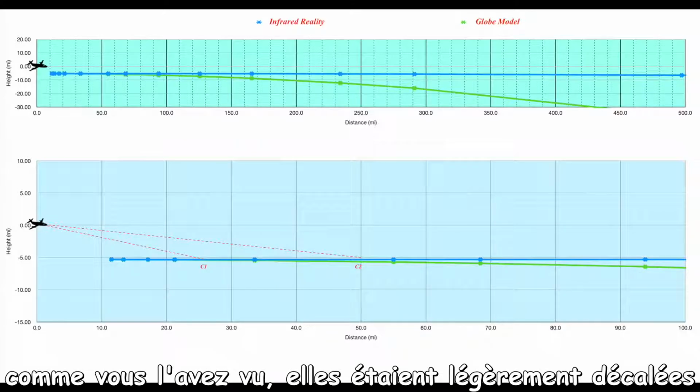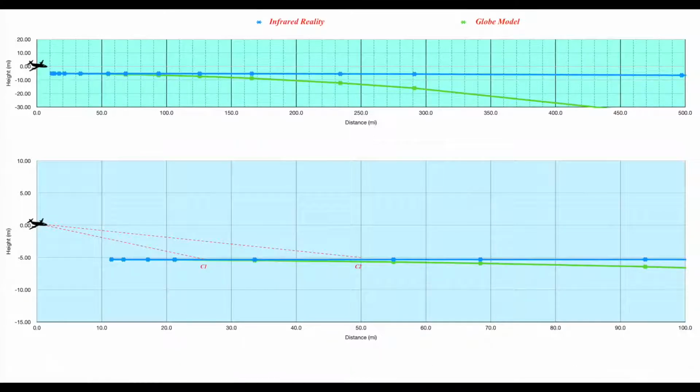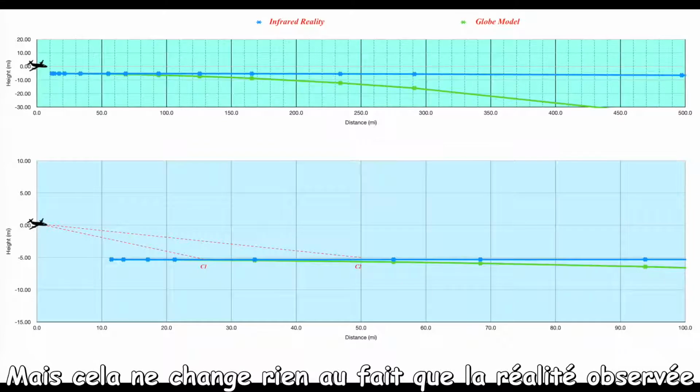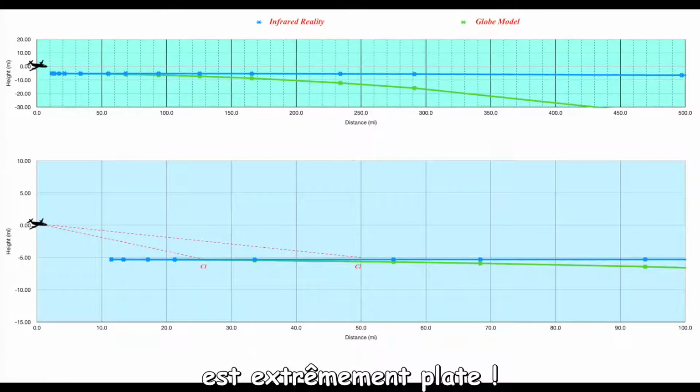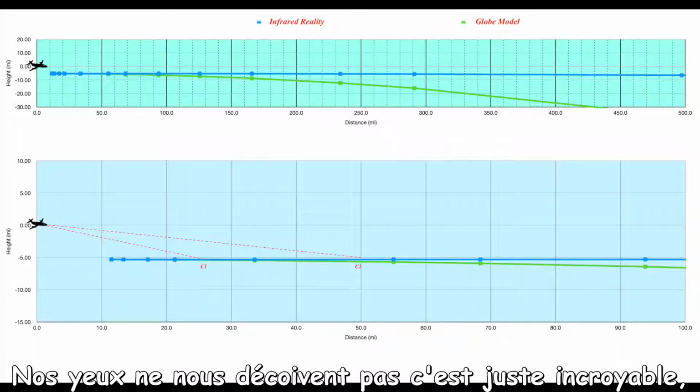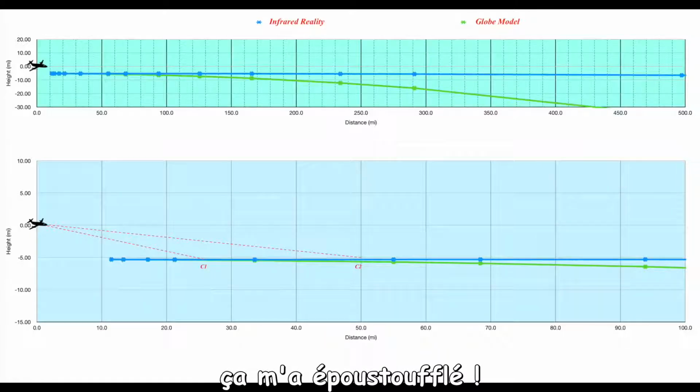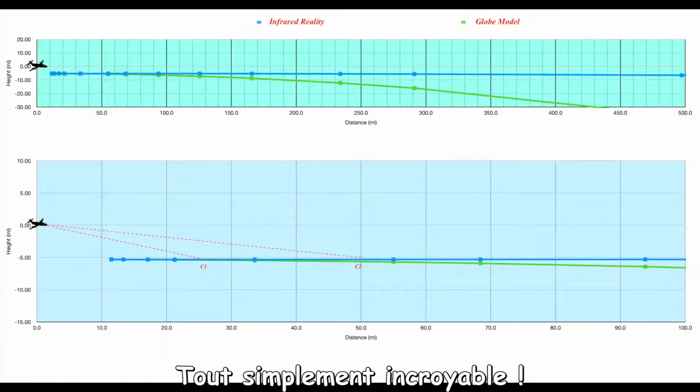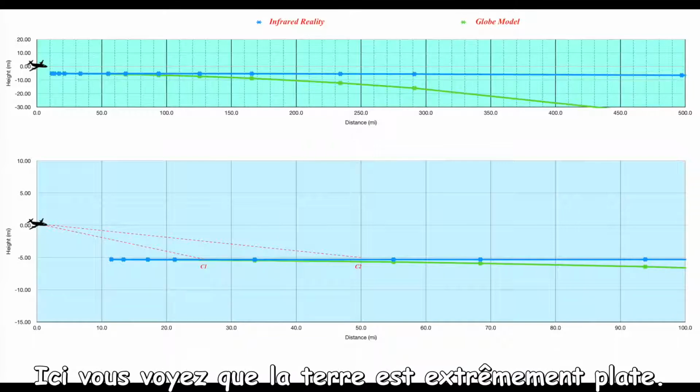As you saw there, they were slightly off, but it really doesn't change the fact that the observed reality is extremely flat. Our eyes are not deceiving us. It is just incredible. It just blew me away. Just incredible stuff, folks. There you have it. The Earth is extremely, extremely flat.